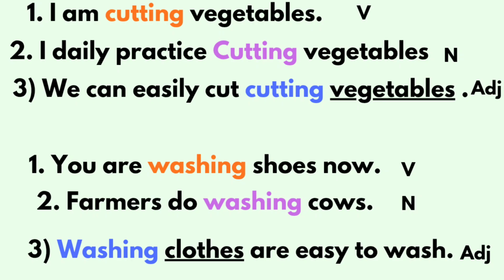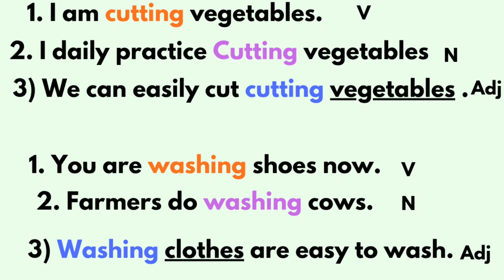Third example. I'm cutting vegetables. Here cutting is the verb and it is an action that is happening, right? I'm cutting vegetables right now. So cutting is the verb in the sentence. I daily practice cutting vegetables. In the second sentence, cutting is the noun. It plays the noun role and you can replace it with any other noun. I daily practice yoga. So in the place of cutting, you can replace it with any other suitable noun.